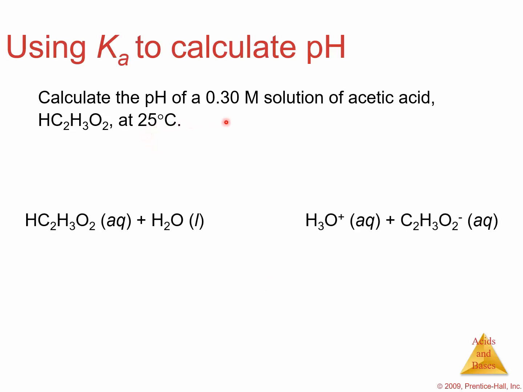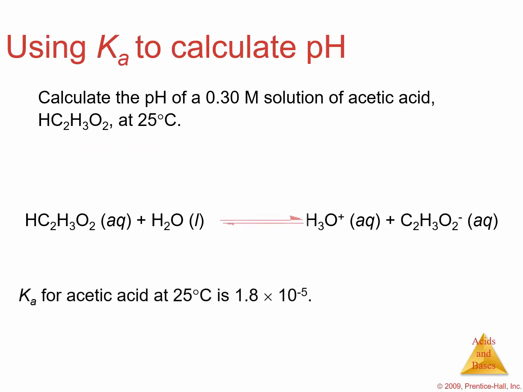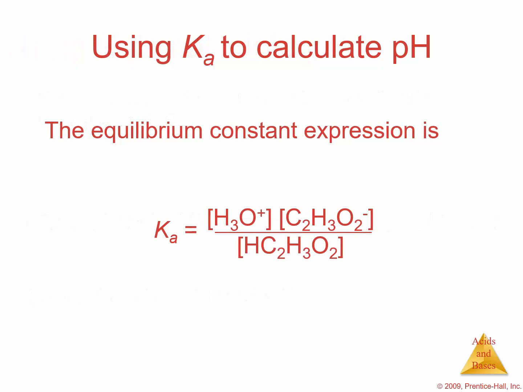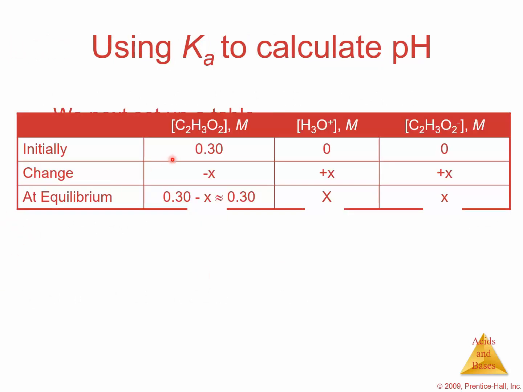Now using Ka to calculate pH. Calculate the pH of a 0.3 molar solution of acetic acid at 25 degrees centigrade. This is the reaction. Ka for acetic acid is given, and now we can look at this table. We construct the table again. Initially 0.300, expected change minus x, plus x, plus x, and the equilibrium concentration is 0.3 minus x, and this is approximately equal to 0.3, since x is much less than 0.3, and then we can find the value of x.